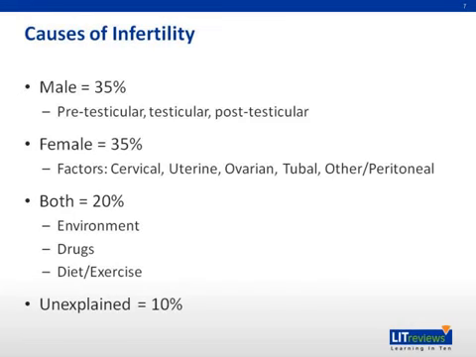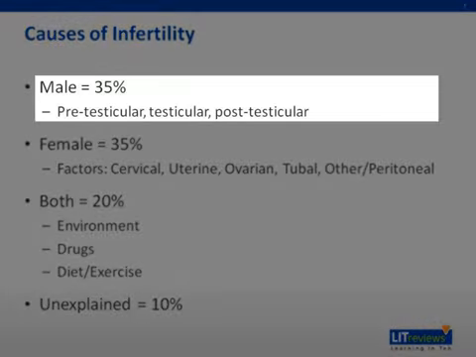This slide describes the different causes of infertility. Of all infertility workups, about 35% of cases are attributable to male problems. That includes pretesticular, testicular, and post-testicular. We will talk about specific diagnoses in these groups on the next slide.